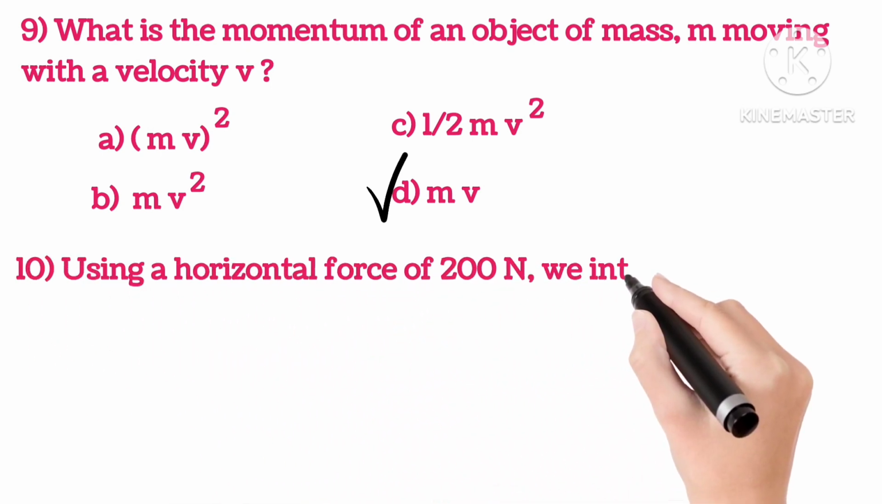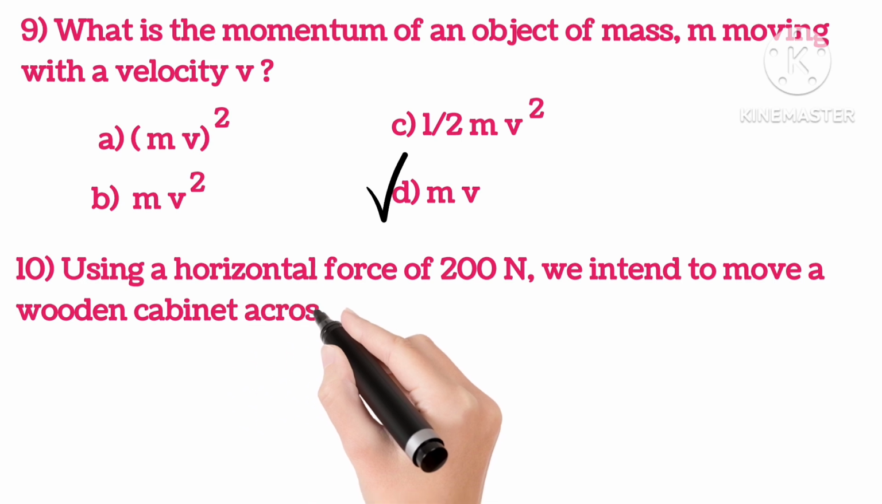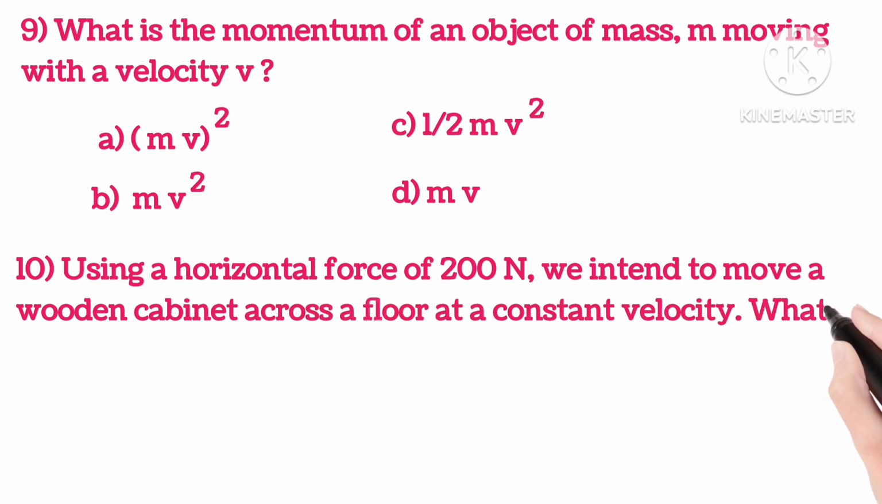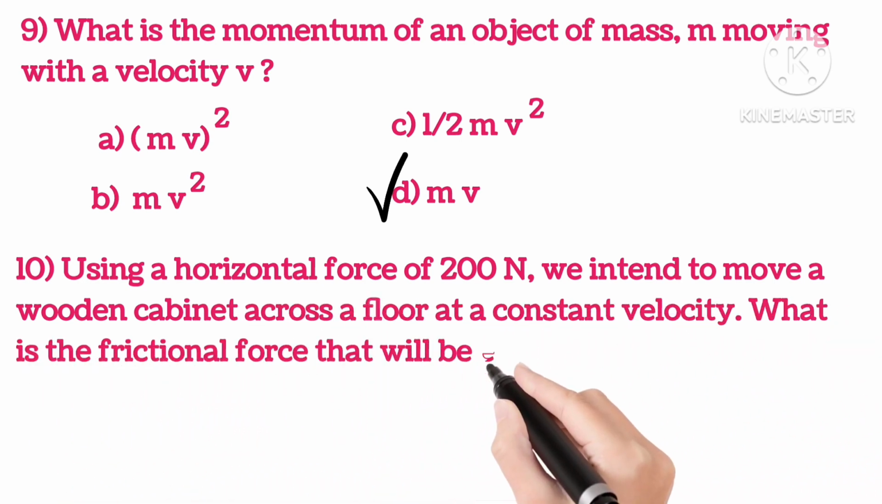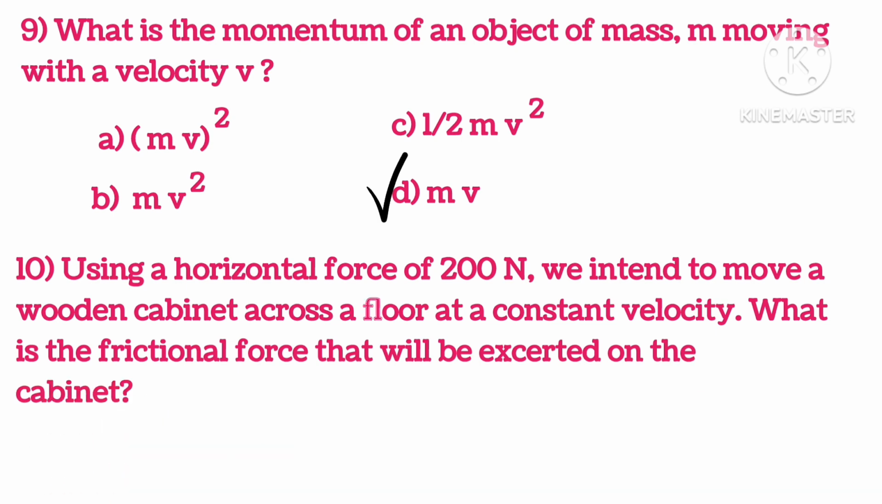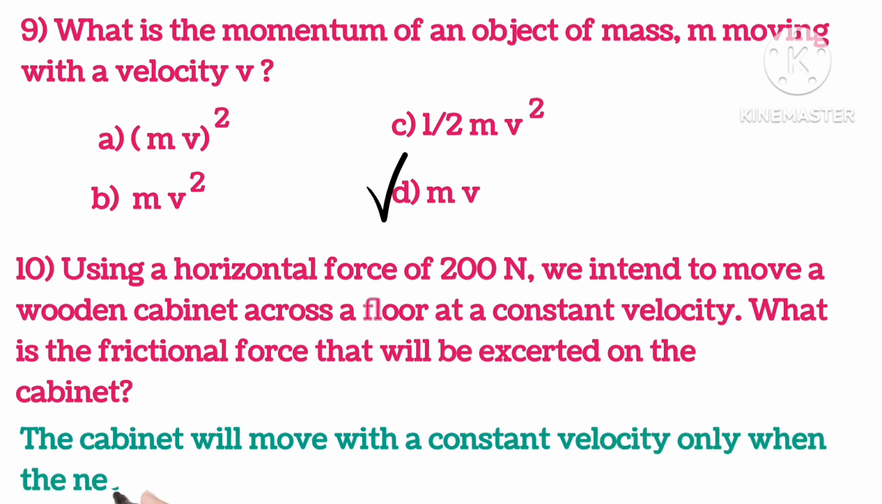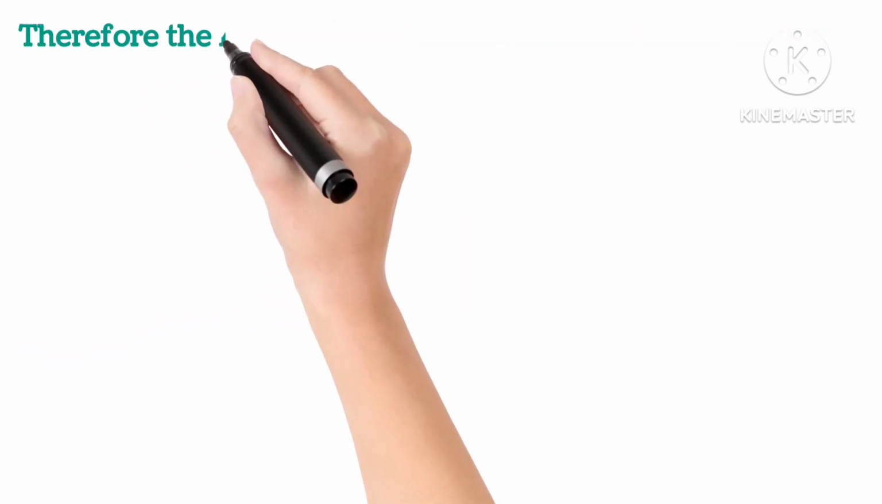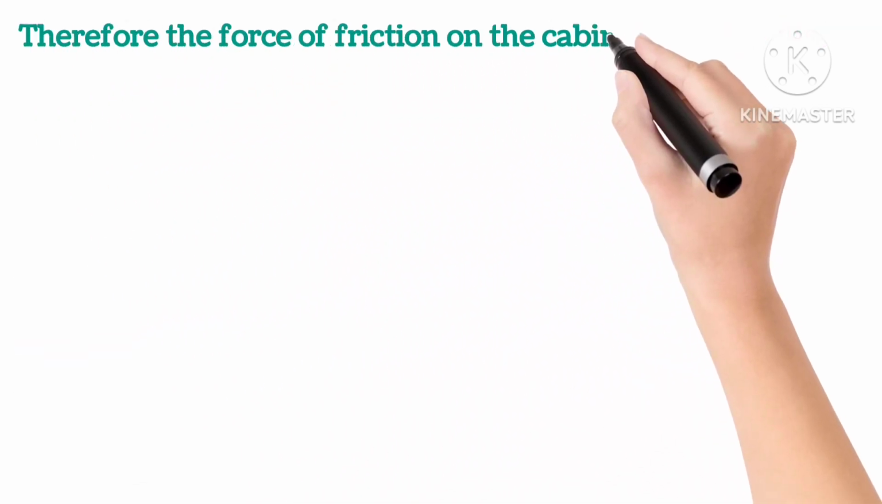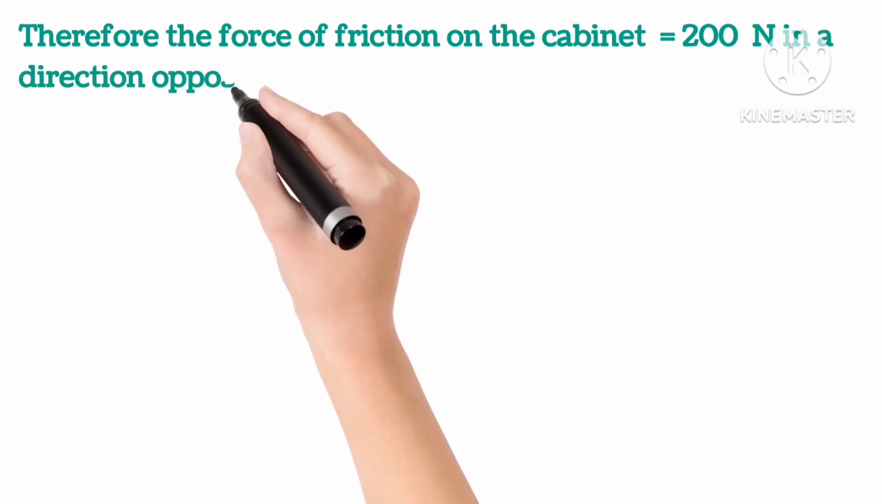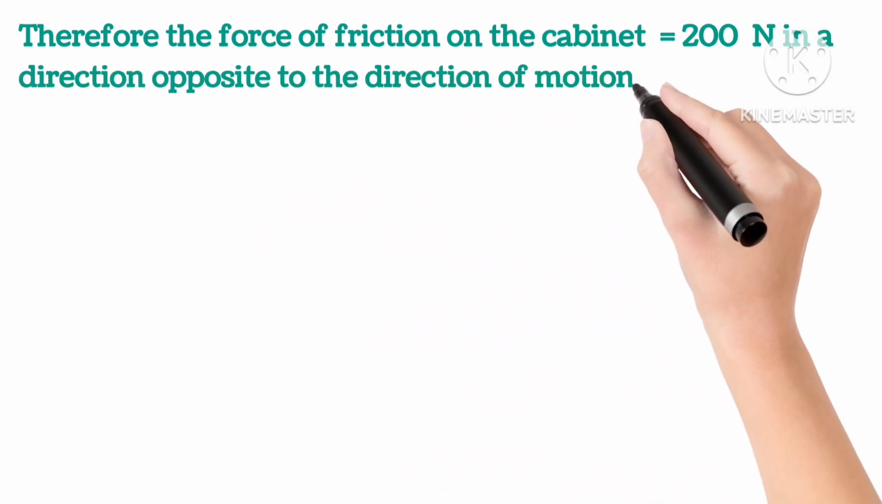Using a horizontal force of 200 newton, we intend to move a wooden cabinet across a floor at a constant velocity. What is the frictional force that will be exerted on the cabinet? The cabinet will move with a constant velocity only when the net force on it is 0. Therefore, the force of friction on the cabinet is 200 newtons in the direction opposite to the direction of the motion of cabinet.